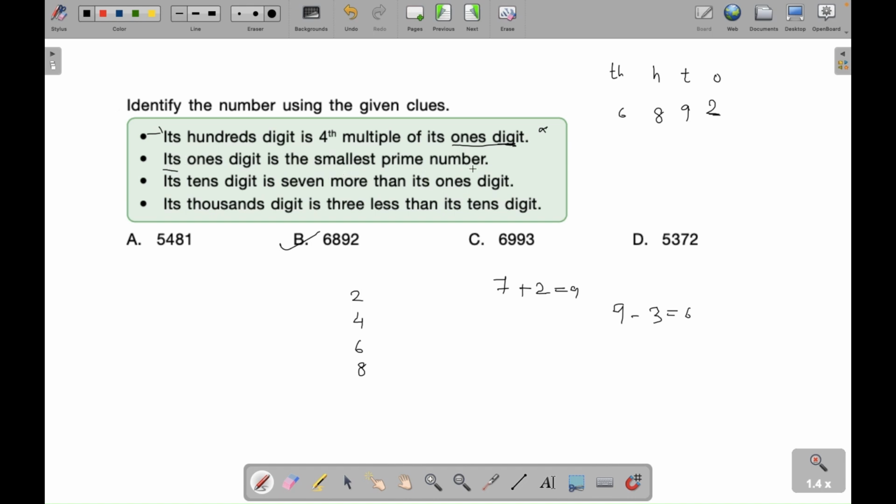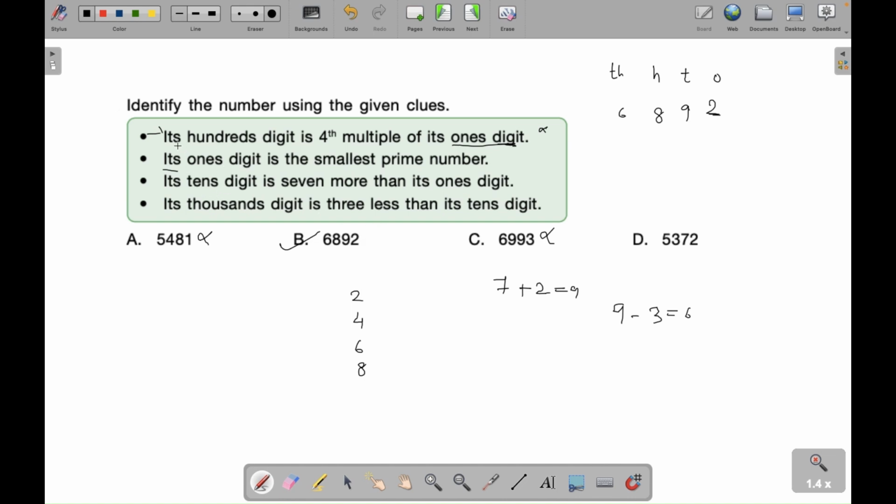Now see, when you are given such questions in the exam, once you know its ones digit is the smallest prime number, you know the ones digit is 2. So this automatically excludes two of the options as the answer. So now you have two candidates. Either this or this may be the correct option. Why? Because both of them have 2 as the ones digit, right?